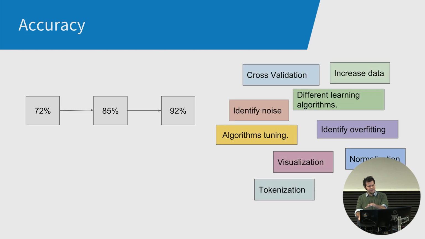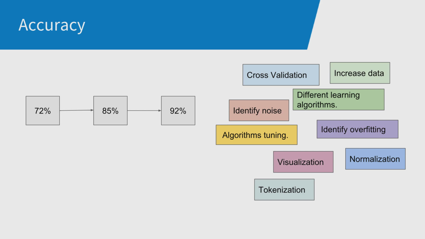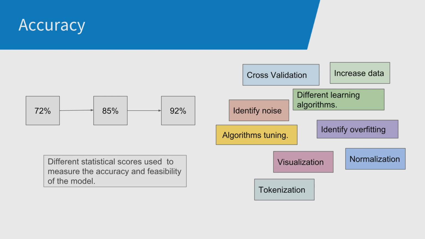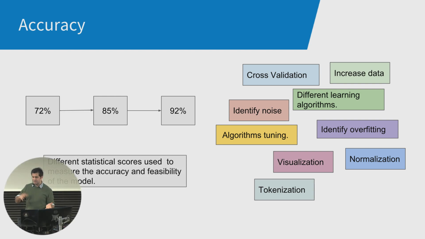So to get into that stage, we did a lot of things, a lot of statistics, a lot of methodologies. We had to tune the algorithm, we identified overfitting, we did normalization, we tried different tokenization, cross-validation, name it. And then we also applied different statistical scoring in there.